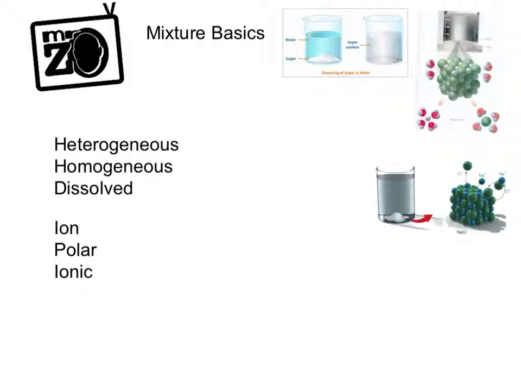All right, a couple things here. First of all, you can see these words here on the left: heterogeneous, homogeneous, the word dissolved, ion, polar, and ionic, and we'll talk about those one at a time. That prefix hetero means different or opposite. So, in other words, a heterogeneous mixture would be like that mud that I described.